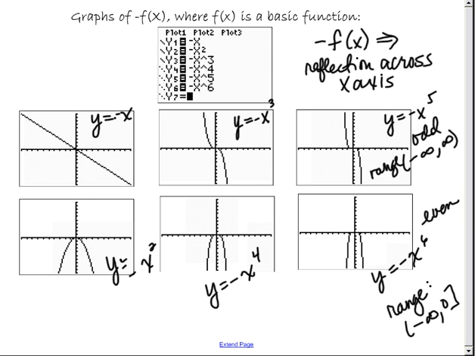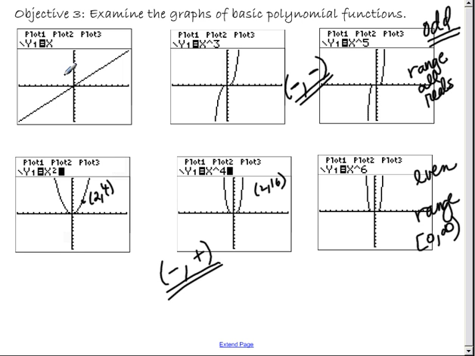So let's go back to this graph for just a minute. When our powers are odd and the leading coefficient is positive, what happens for all of these functions? Right, it begins in the third quadrant and ends in the first. So we talk about the end behavior being down and then up. It's down and then up.